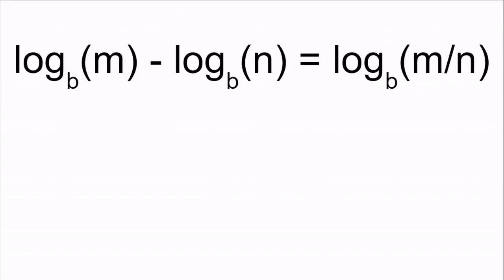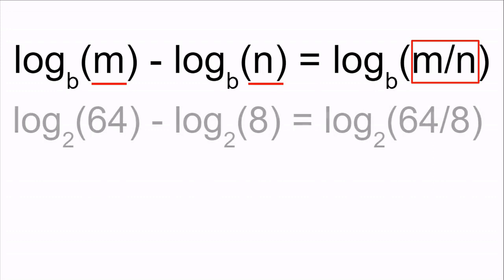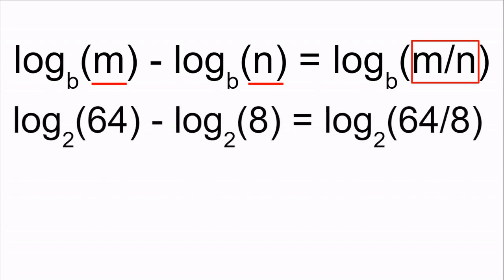So now let's look at our second logarithm law. Log base b of m minus log base b of n equals log base b of m over n. So in this example, m and n are being divided if the two logs are being subtracted. And we can prove this with an example. So log base 2 of 64 minus log base 2 of 8 will equal log base 2 of 64 divided by 8. And upon evaluating, we find that both sides equal 3.